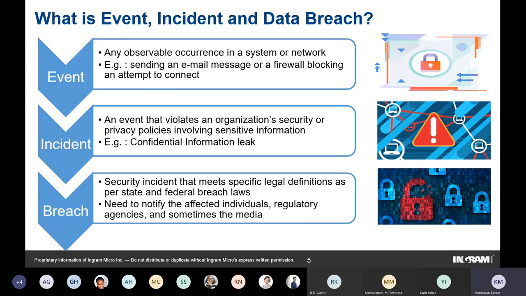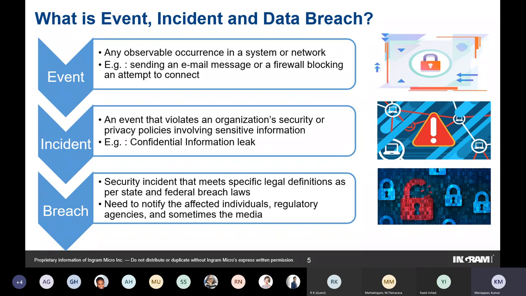So the third thing we are going to talk about is a breach. This is something which is not only going to affect an organization, it is also going to affect individuals. And this is a security incident which will also breach certain state and federal breach laws in general. So this would involve customers' data, wherein we have to inform individual customers about it.